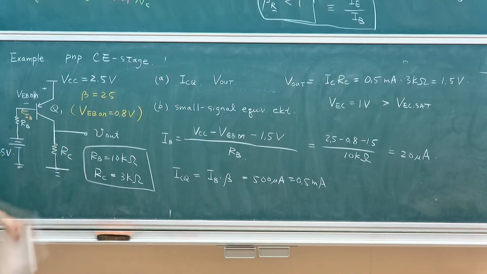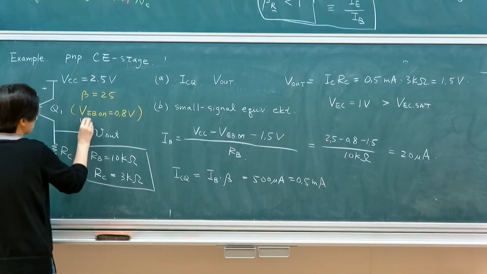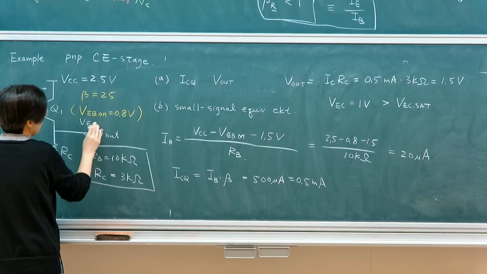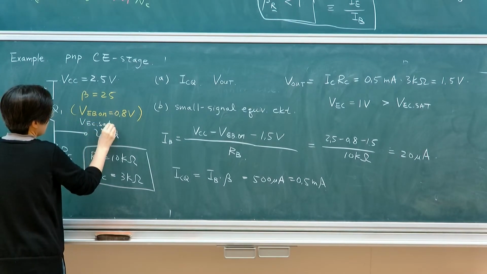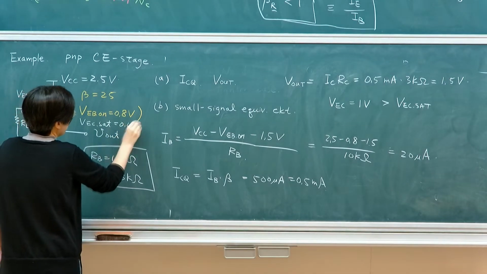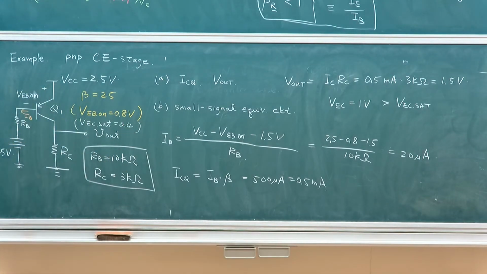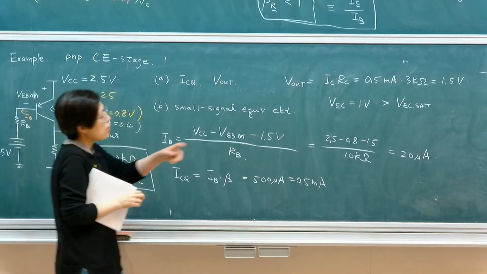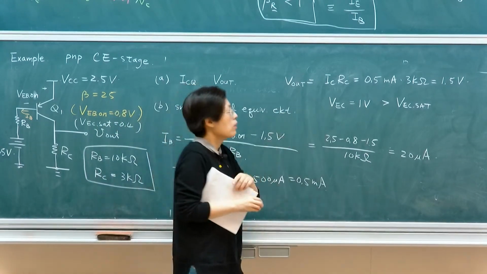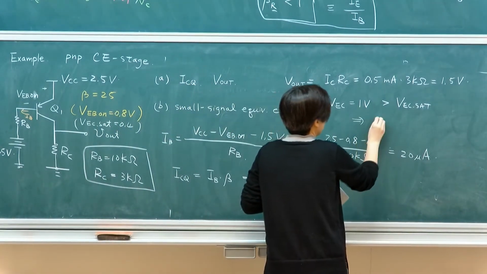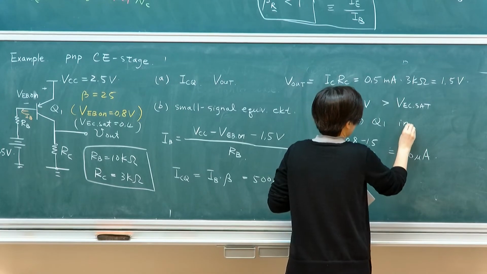Typically, anyways, larger than VEB. So we know that it's larger than VCE sat, if I want to give you numbers, typically 0.4, if it's not given. So we know that it's not in saturation, it's in active. So this would then tell us that Q1 is in active.